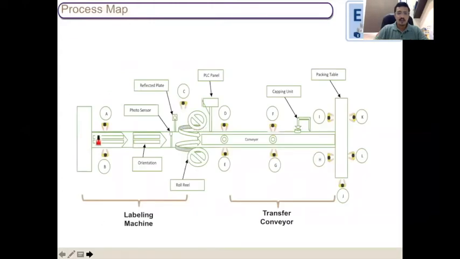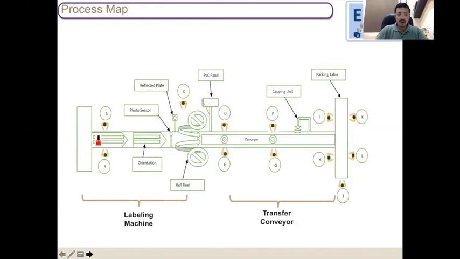Okay. Now look at this, the process map. If you see, there are A, B, C, D; these are the 12 people they've defined in this particular line. So A and B, C and D, E, F, G, H, I, J, K, L, right? So these are the people, with 5 years, 9 years, and 3 years of experience, 12 people. And this is the labeling machine. This is the transport conveyor.